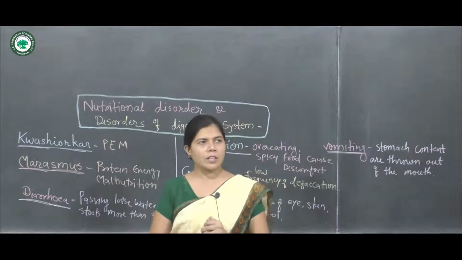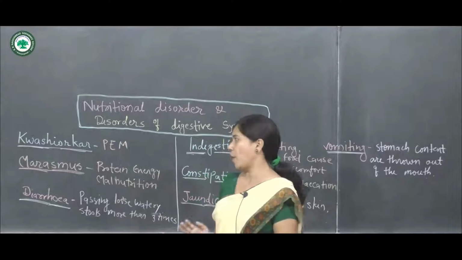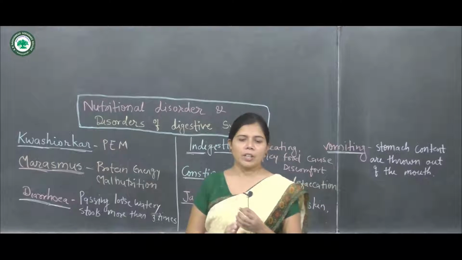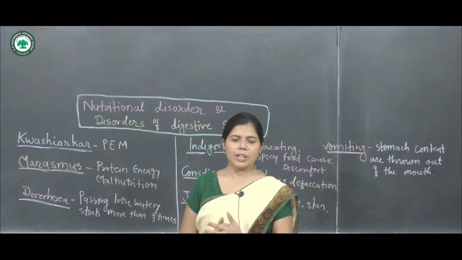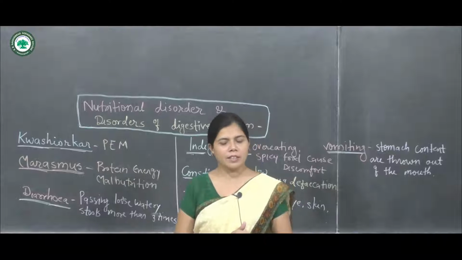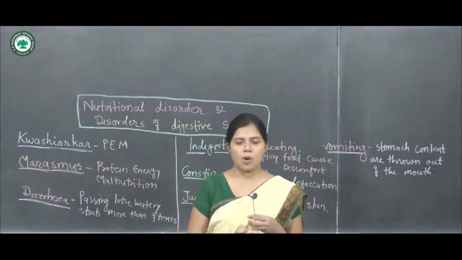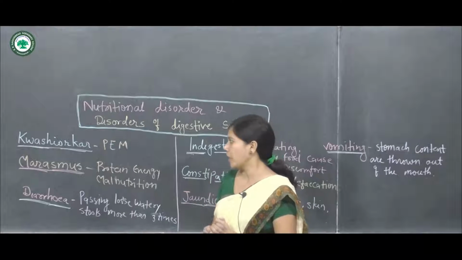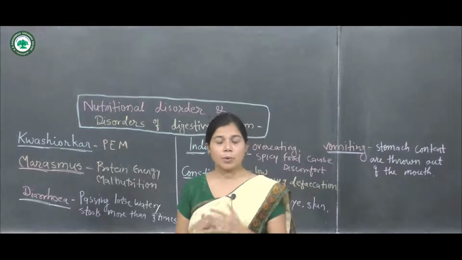Inadequate intake of proteins causes protein energy malnutrition. It is also known as PEM, meaning protein energy malnutrition. It can be associated with inadequacy of vitamins as well as minerals in the diet. PEM causes diseases like kwashiorkor and marasmus. Kwashiorkor is a disease caused by protein deficiency.